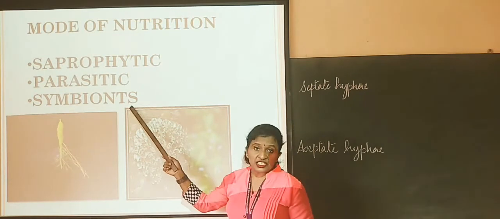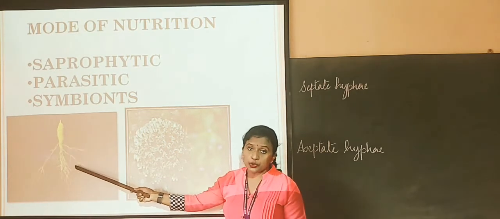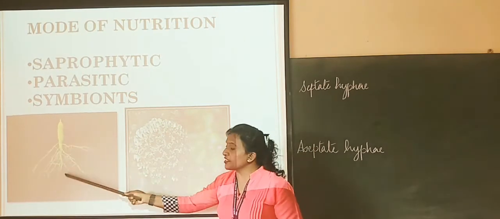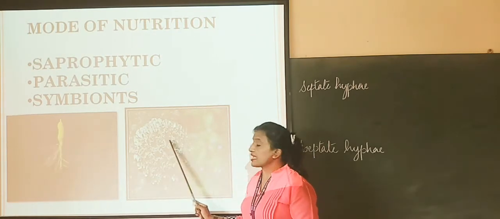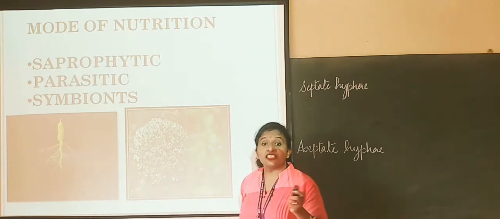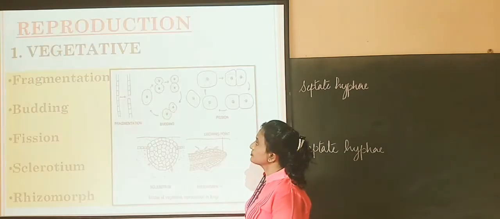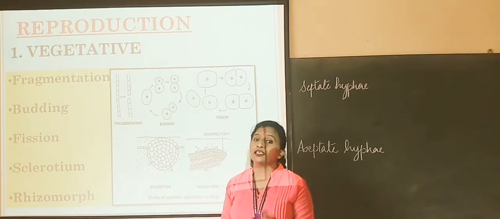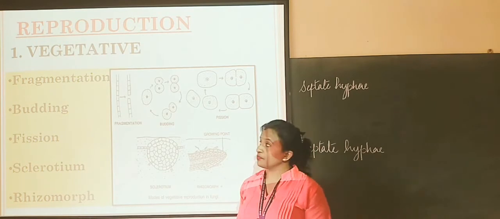But there are some species which have an association either with higher plant roots or with algae. So the fungus forms lichens. So they have symbiotic association with other organisms too. Reproduction in fungus occurs in three different modes: vegetative, asexual and sexual reproduction.